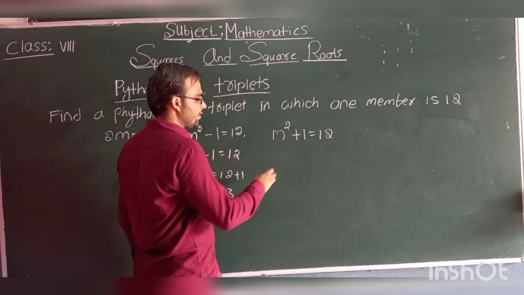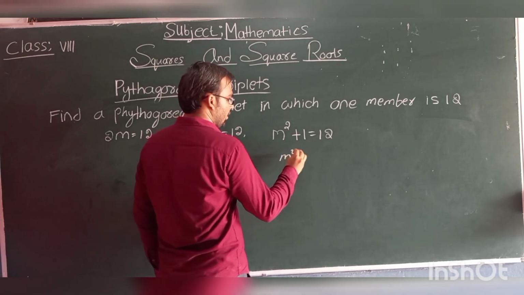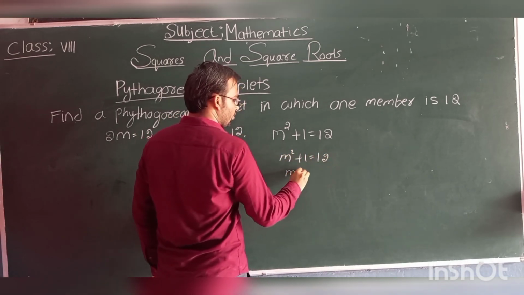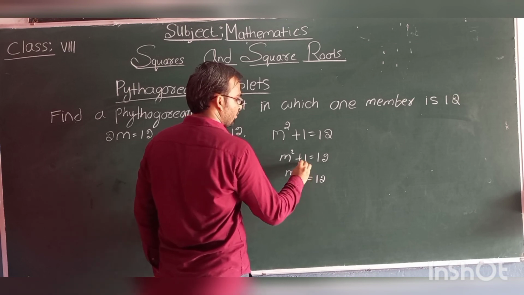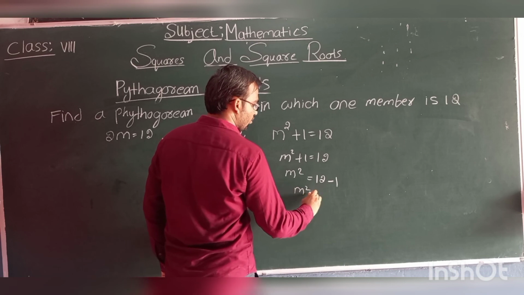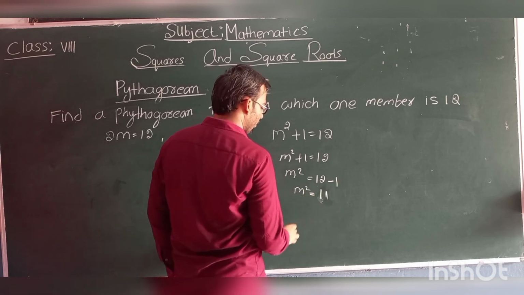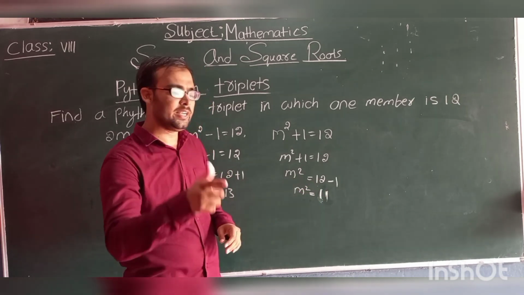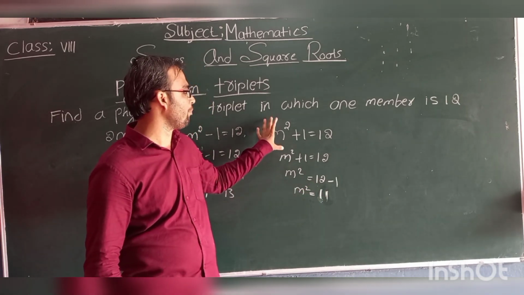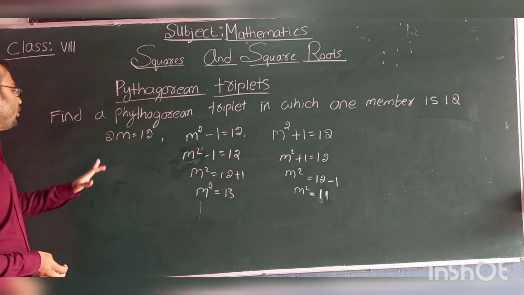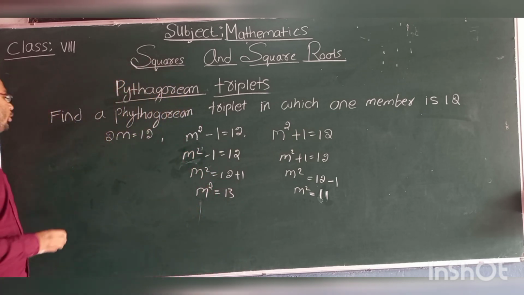So let us try this. m square plus 1 is equal to 12. m square is equal to 12, transpose the 1 to the right side, it will become minus 1. m square is equal to 12 minus 1, which is 11. So here also we cannot get the integer value of m when we equate 12 with m square plus 1. So now we will equate 12 with 2m.